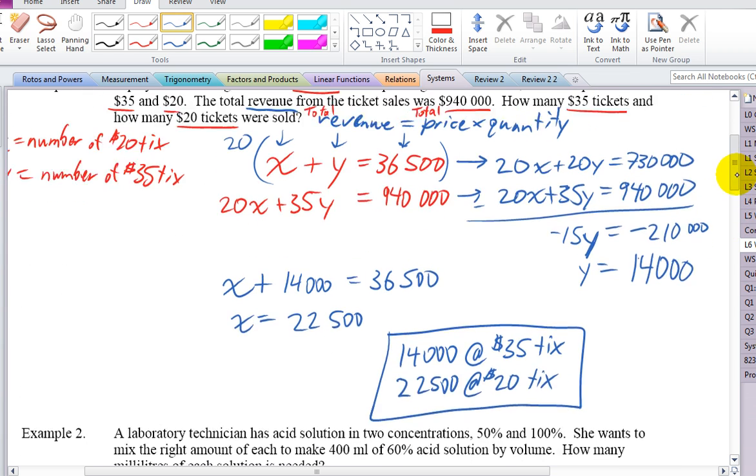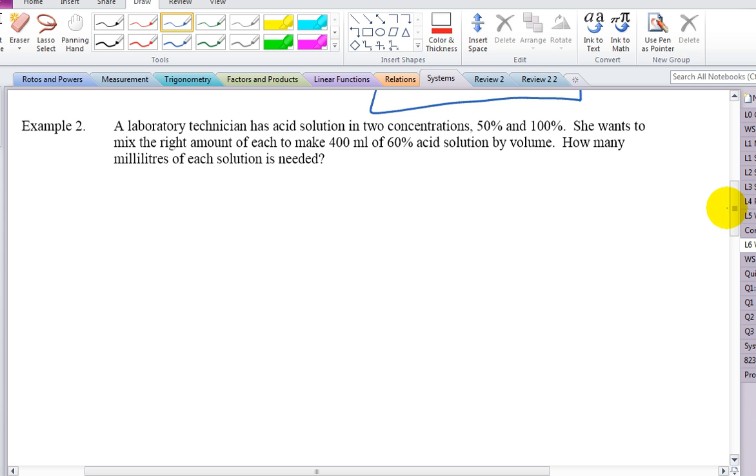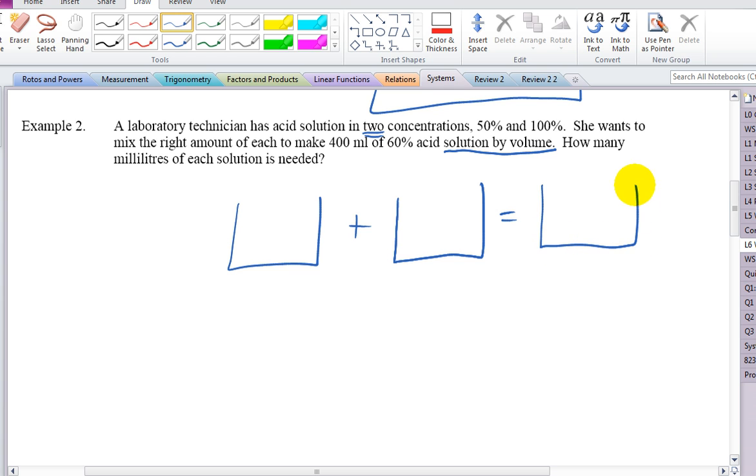Next one, concentration one. So this one's new. We haven't done this one before. So it's solution by volume. Okay. So first of all, there's two concentrations. So what I like to do is draw beakers. If you draw your beaker, it's hard to get this one wrong. You have two beakers that get added together, and then you make a total solution.